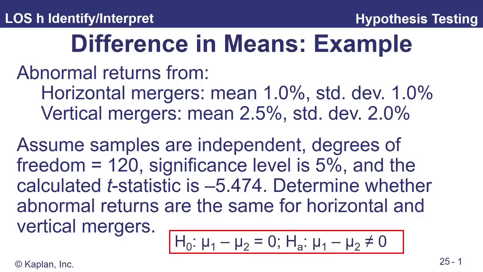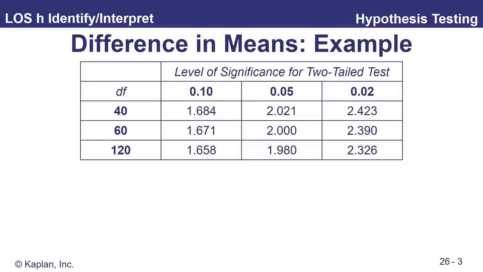Okay, so there's our null hypothesis. Our null hypothesis is that the two populations, so horizontal mergers and vertical mergers, the difference between their mean returns, their abnormal returns, is 0, and the alternative is the difference in their abnormal returns is not equal to 0.